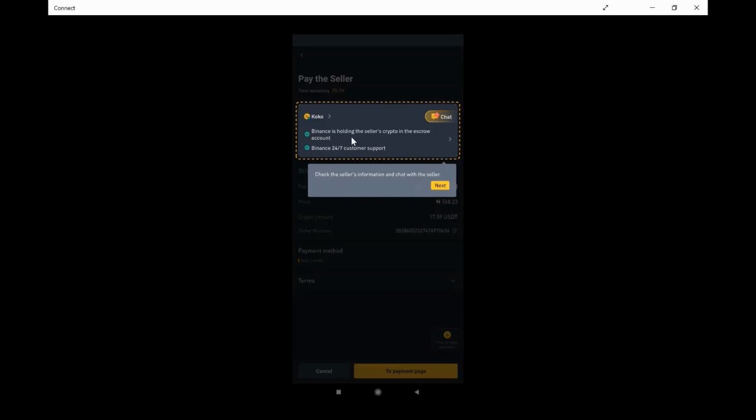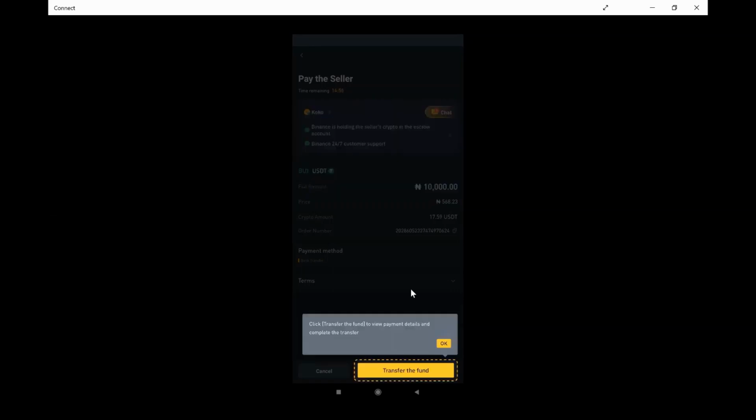Now it says here Binance is holding the seller's crypto in escrow. Of course, that's how it works. Binance holds it. It is only when you have paid that Binance releases it to you. So we're going to click on next. Now it shows you again, click the transfer fund to view the payment details to complete the transfer. These are just directions that it is showing us. We're going to click OK on that.